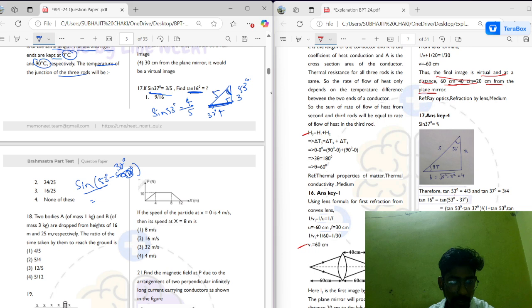Two bodies A and B, A is 1 kg, B is 3 kg, are dropped from heights of 16 and 25 centimeter. The ratio of the time taken to reach the ground. The time doesn't depend on the mass. It depends only on the height. As they are dropped from this height, t is proportional to root over h. Therefore you can say ta by tb equals root of 16 by 25, means 4 by 5. Ta is to tb equals 4 is to 5.